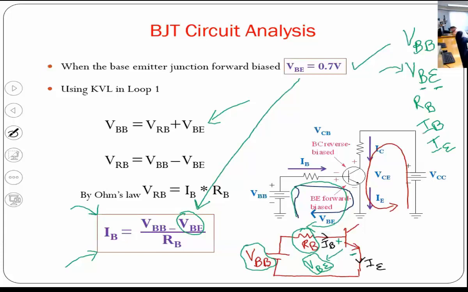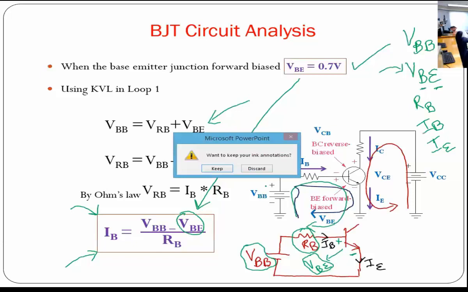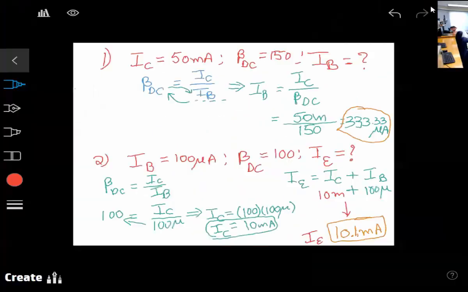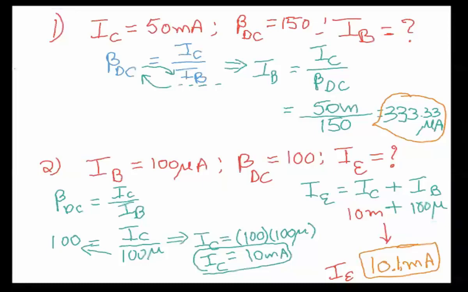That's the minimum voltage needed to forward bias the junction. So theoretically, it's going to be close to 0.7. That is correct. Yes. So let me give you an example, and again, this is only from the loop one perspective.